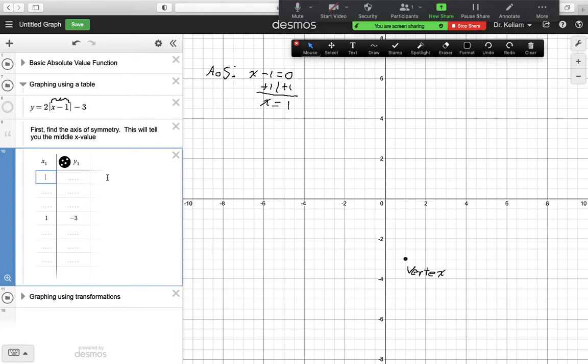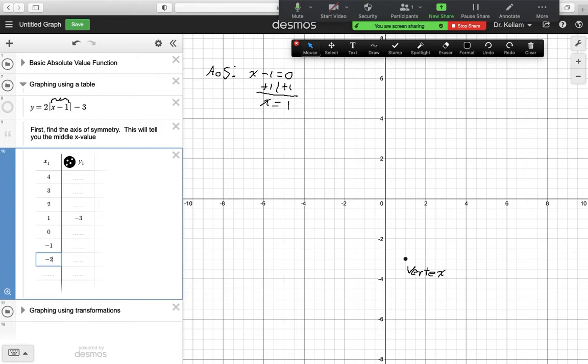And when we are dealing with most of our absolute value functions, we can just choose a number that is 3 larger than our axis of symmetry. So that would be 4, 3, and 2, counting down toward our axis of symmetry. And then we continue counting down past that. So 0, negative 1, negative 2.